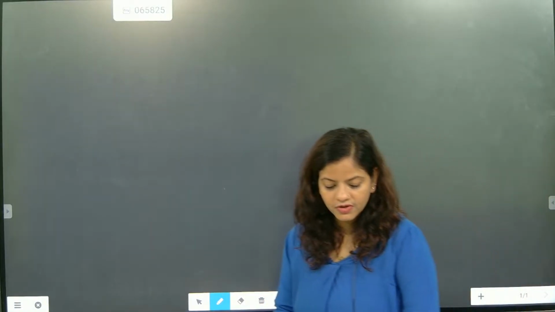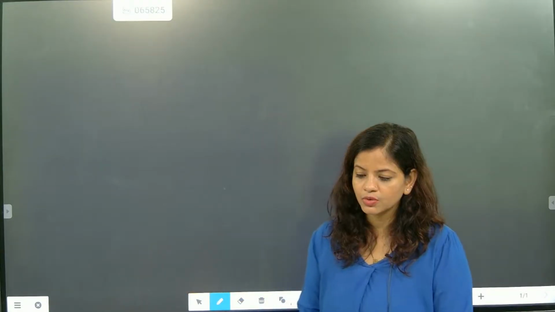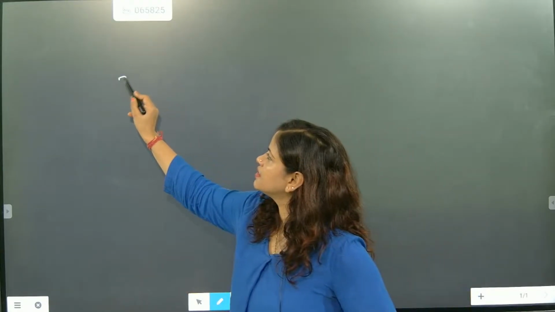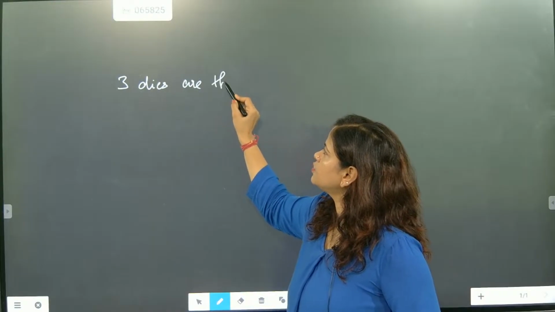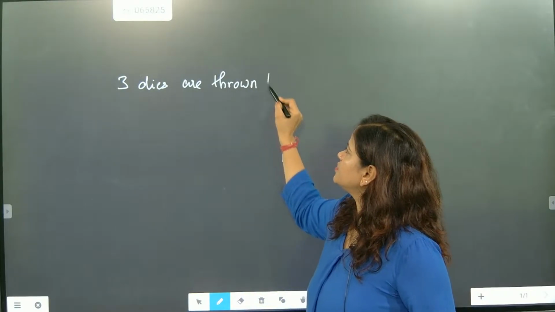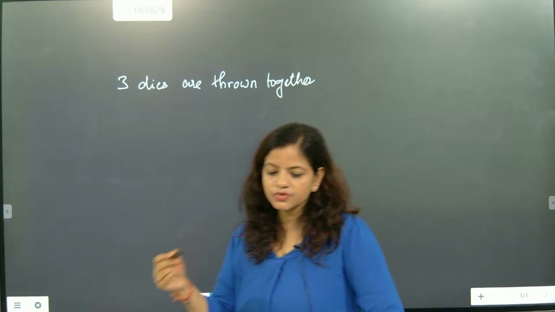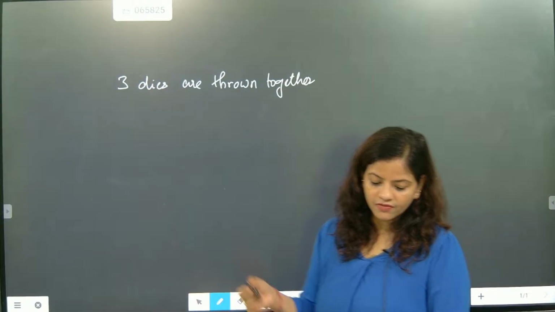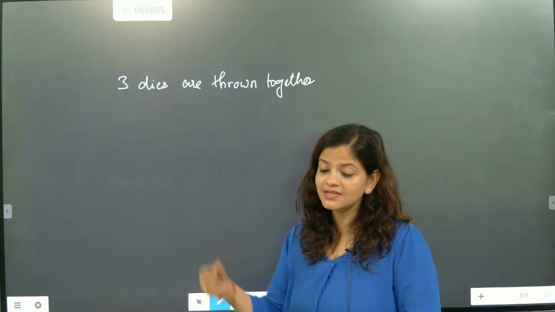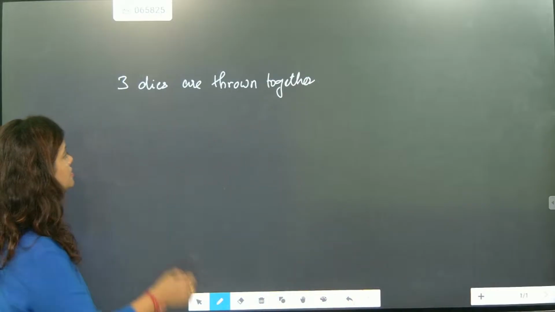In the next part, the question is: three dice are thrown together. How many dice are thrown together? Three dice. Three dice are thrown together. So that means, beta, these three dice are thrown together. Understood? After that, find the probability of getting a total of at least six. A total of at least six.